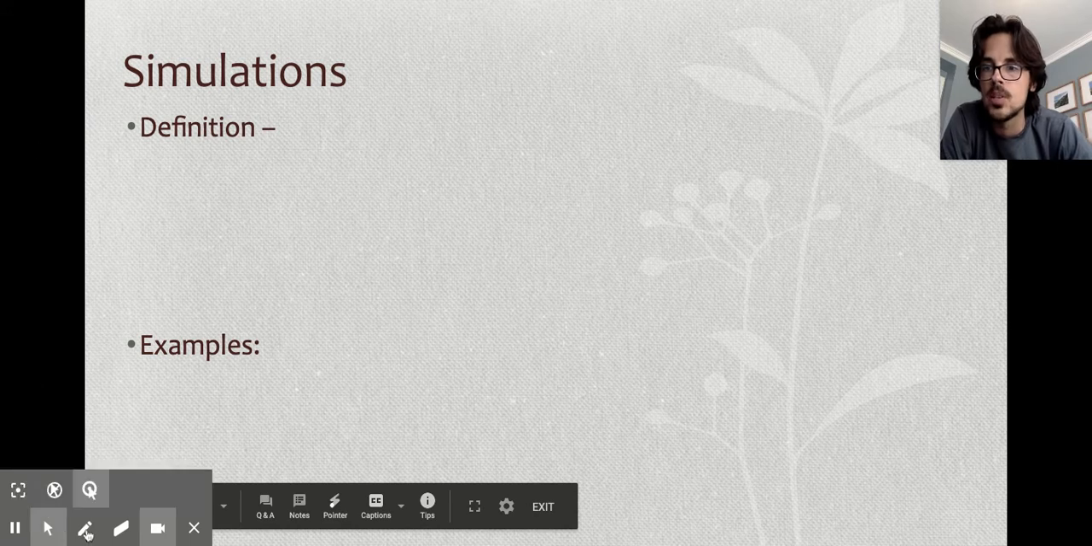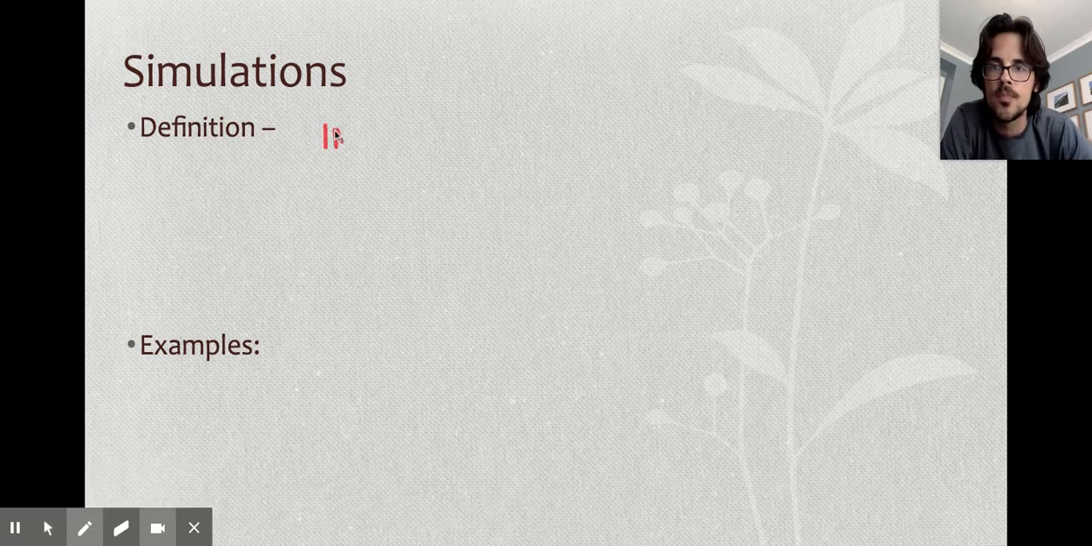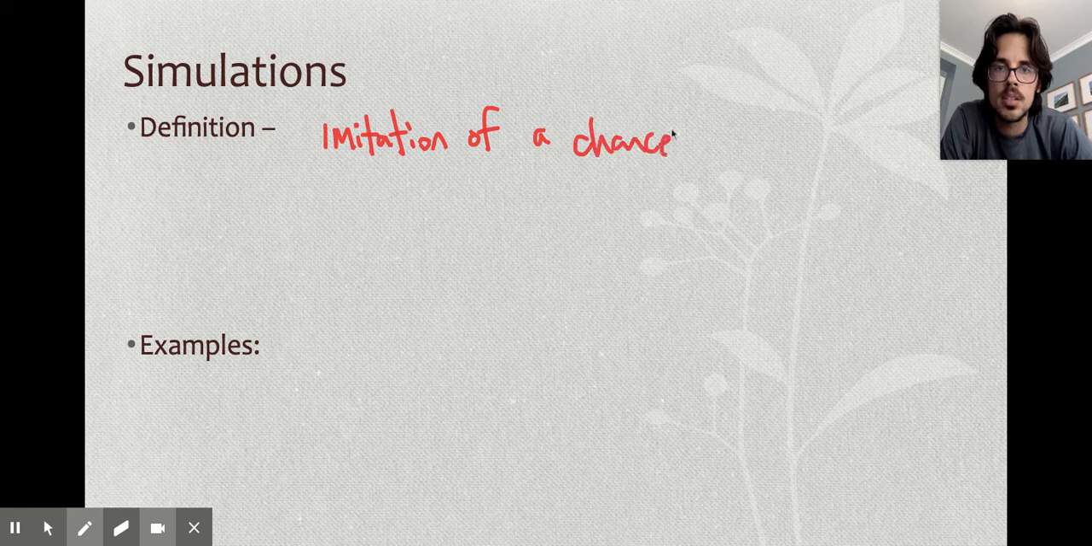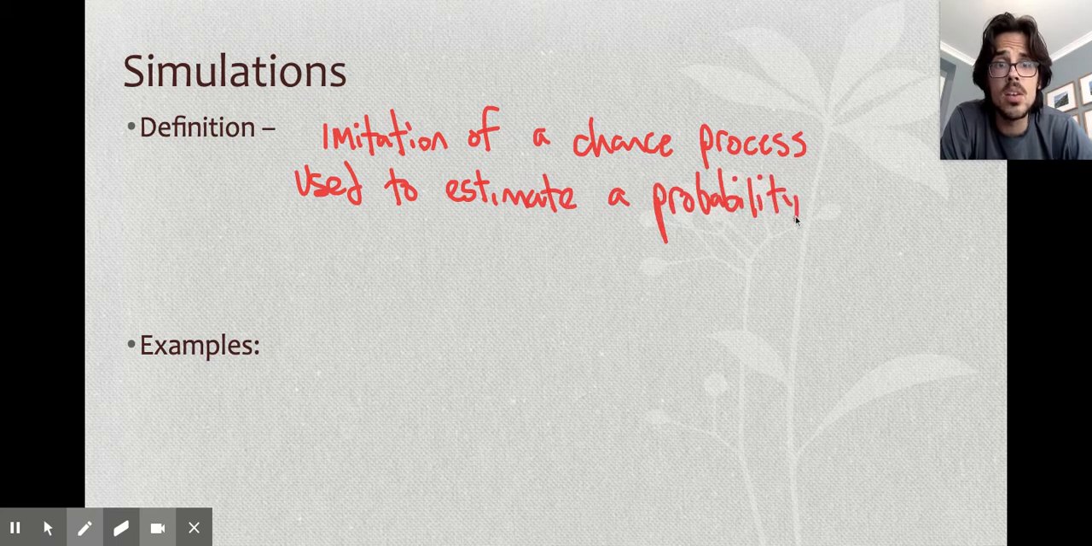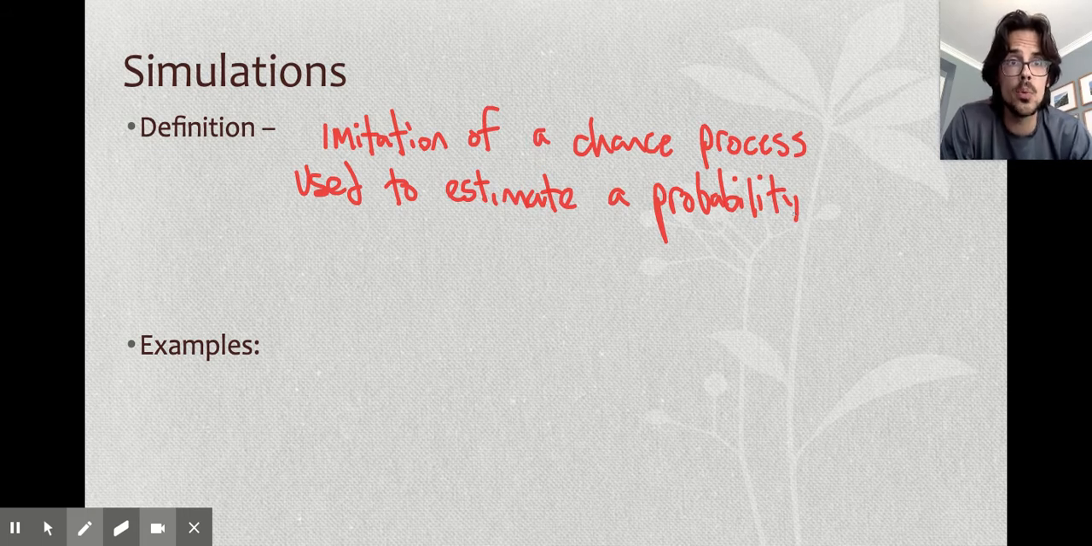A good definition of a simulation is an imitation of a chance process used to estimate a probability. Essentially, you try to recreate whatever it is you're studying and use your recreated model to figure out the probability where it would be impractical or tedious or impossible to do it in real life.